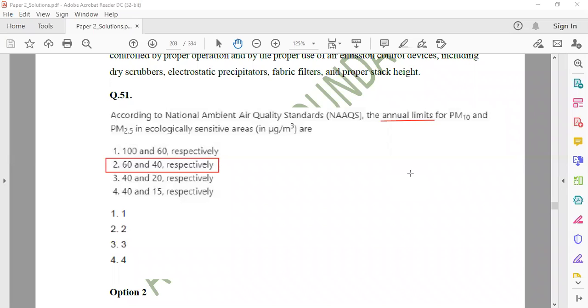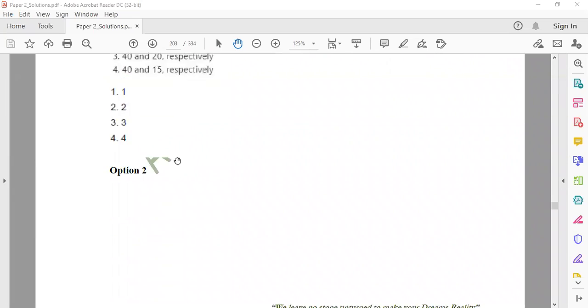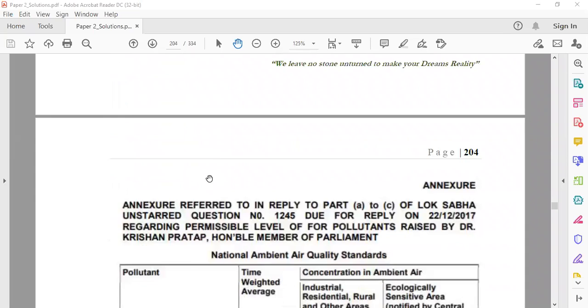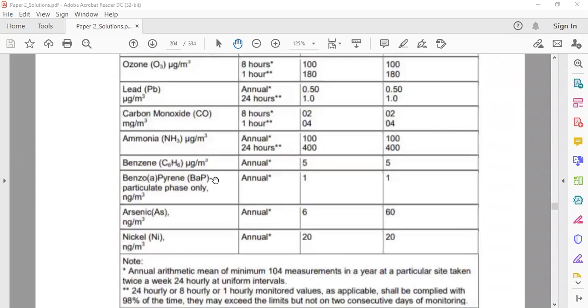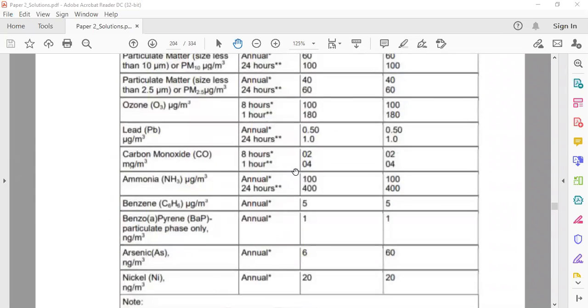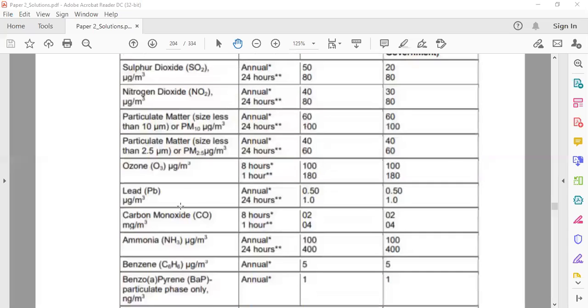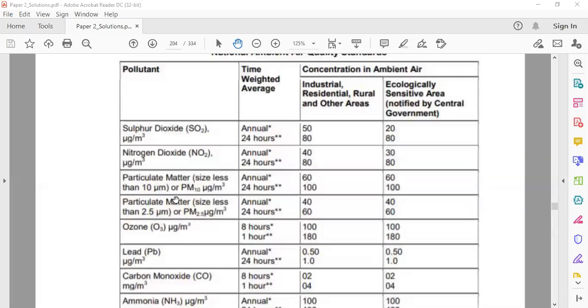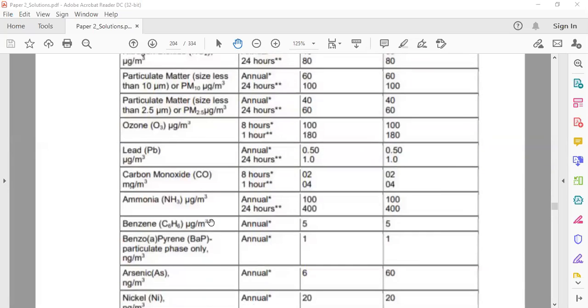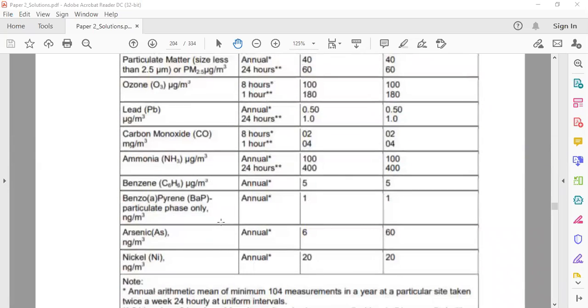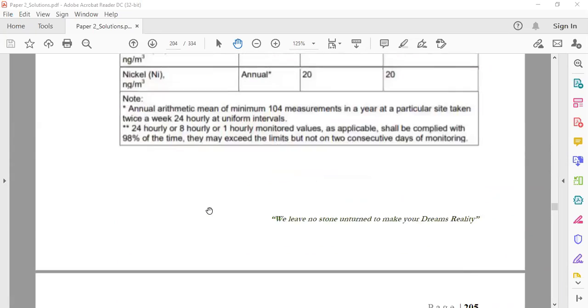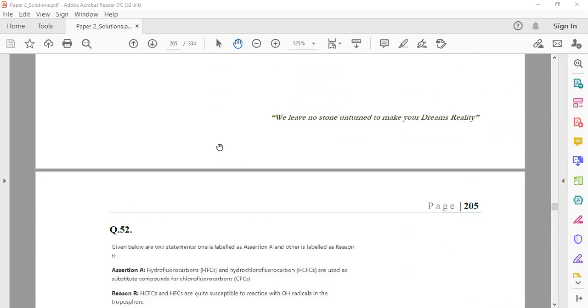Is it clear to everyone? Anyone having any doubt in this? It's a very simple question. You just have to see those values. And we always share these ambient air quality standards with you. So the full table is given in your selected solution. You can see it easily. Generally, they ask about PM2.5, PM10, SO2, NO2, CO, then sometimes benzene also. Is it clear? Question number 51 clear to everyone?